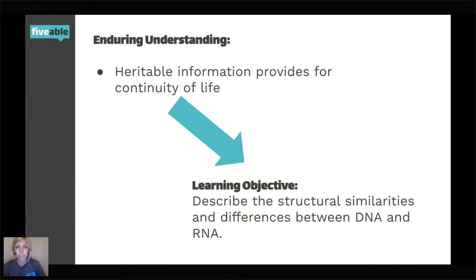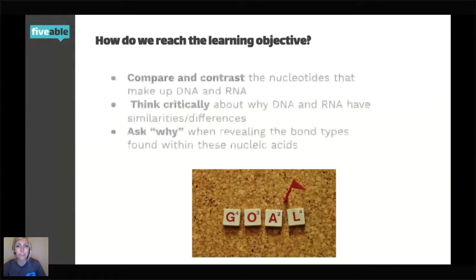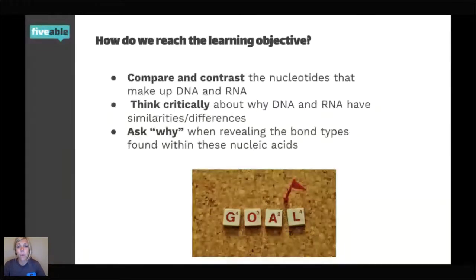So today, ideally by the end, you should be able to compare and contrast the nucleotides that make up DNA and RNA, think critically about why DNA and RNA have differences, and then also start to ask why when revealing bond types found within these nucleic acids.